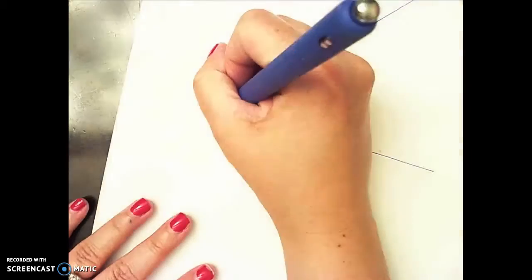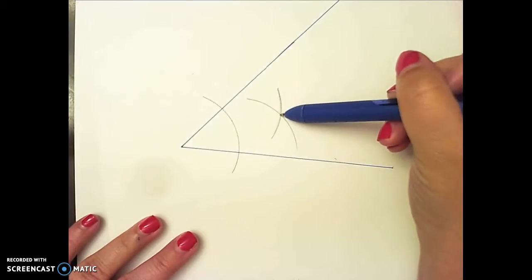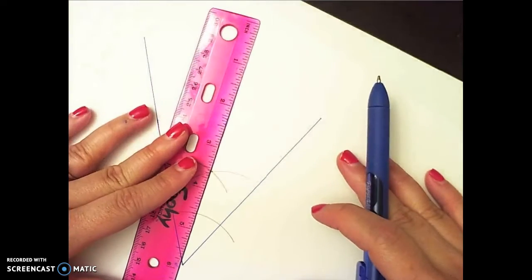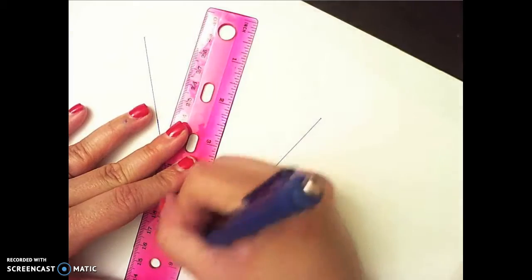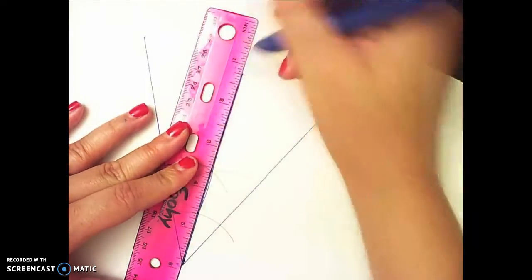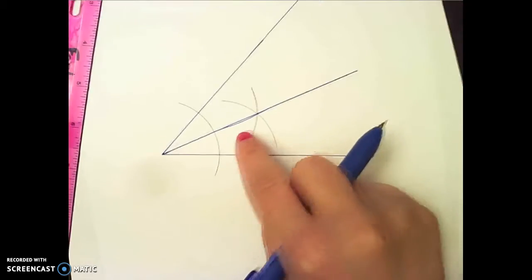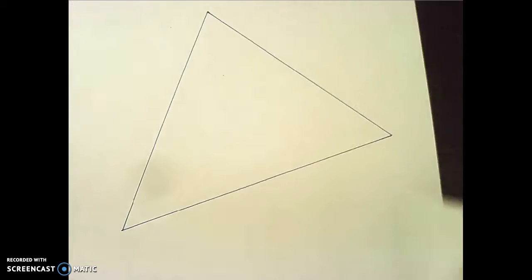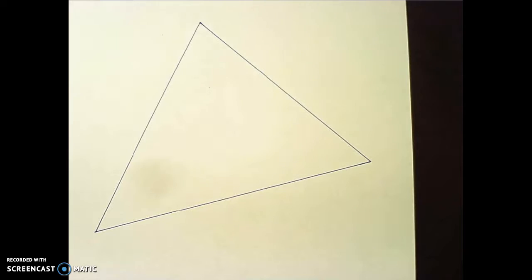So my angle bisector is going to go from the vertex of my angle through this intersection point. So there is my angle bisector. I've got two congruent angles. So back to our incenter construction.